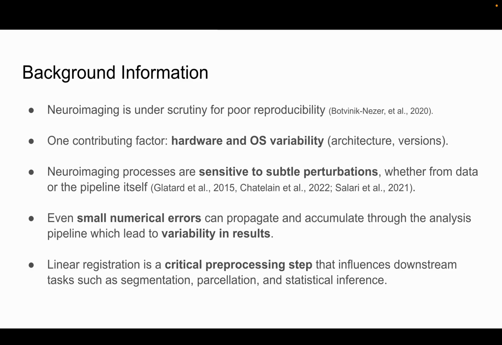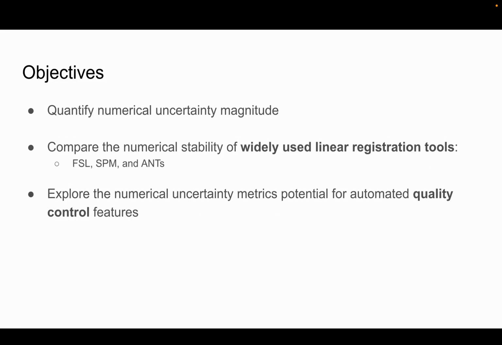numerical uncertainty in linear registration, as it is a critical pre-processing step for many downstream tasks like segmentation, parcellation, and nonlinear registration, and we know these steps are in fact sensitive to numerical perturbation.